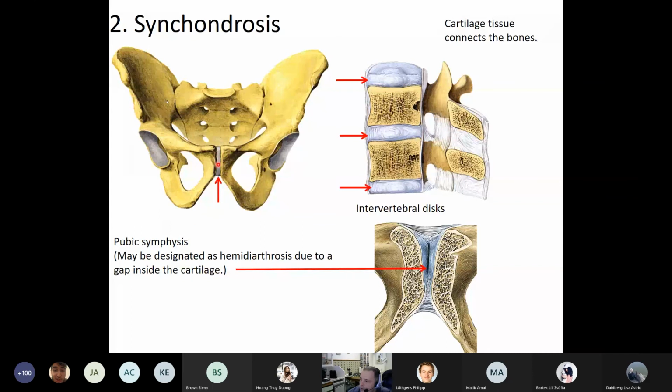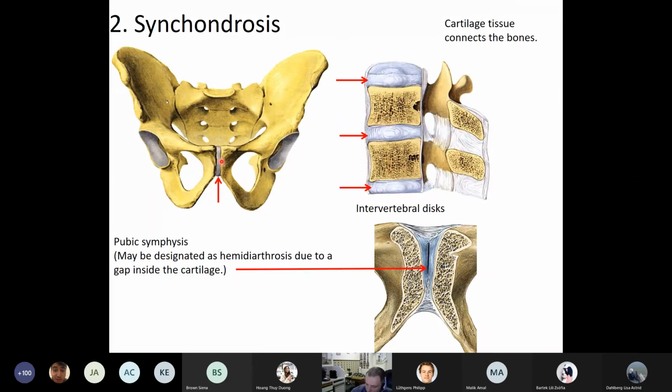And also in some books you will find that this is not a true synchondrosis because in many people there is a narrow cleft within this cartilage, and this can be defined according to some ways of thinking as a kind of cavity of a joint. Therefore, it's a kind of transition between true joint and synchondrosis. So some books will define this as a hemidiarthrosis. So it's a fake diarthrosis. But if you say synchondrosis, it is also fine because this is just a different way of thinking about the same structure. So synchondrosis means cartilage fills the gap between two bones and the two bones are connected by cartilage tissue with each other.